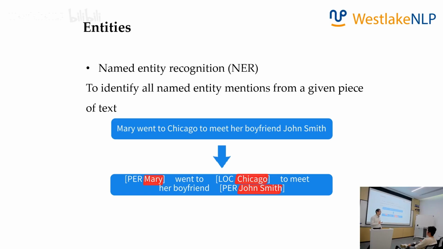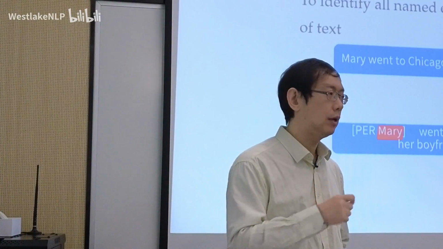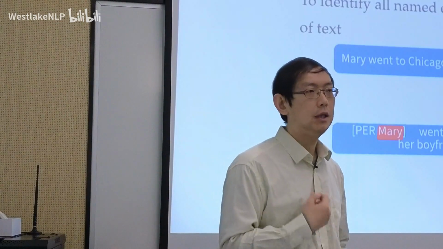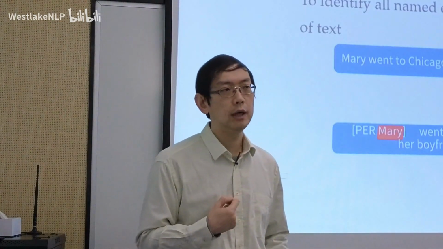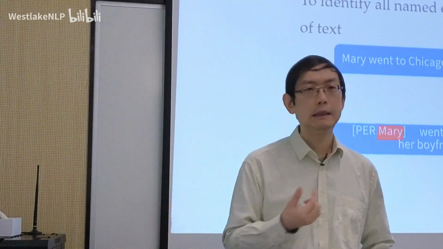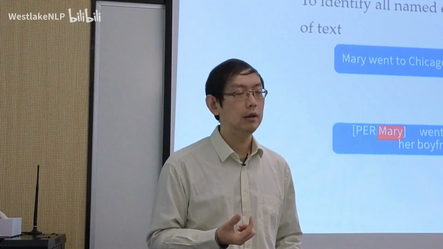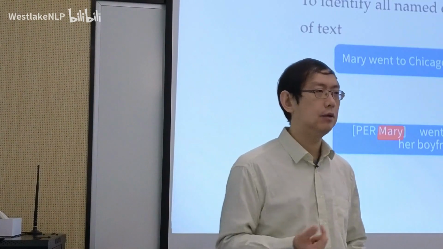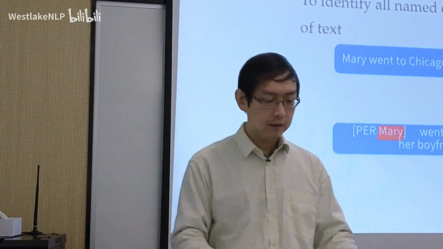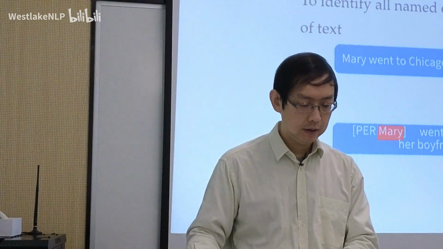From bioinformatics text, you don't want to extract person, location, organization, but you want to extract what are the chemicals, what are the diseases, what are the drugs, etc. These kinds of things. So for different domains, you extract different kinds of entities.